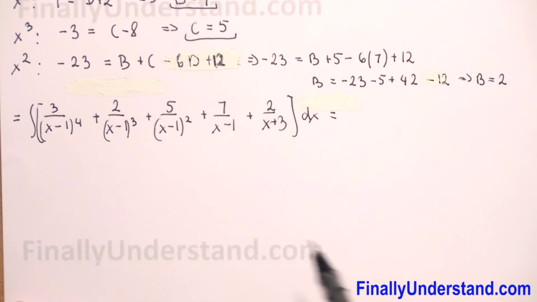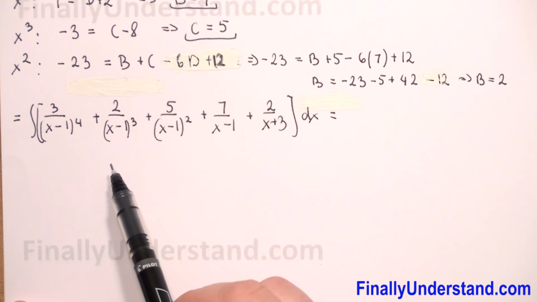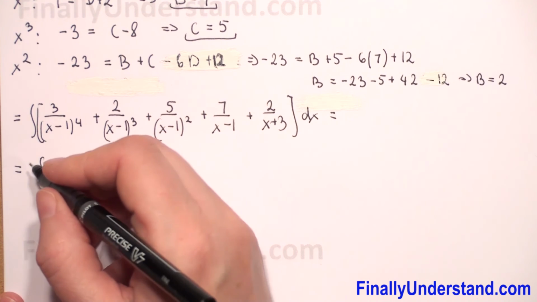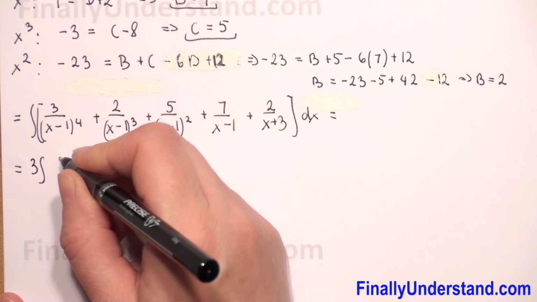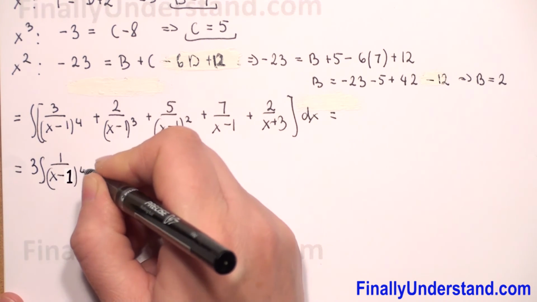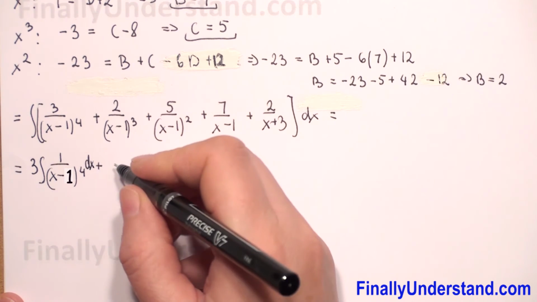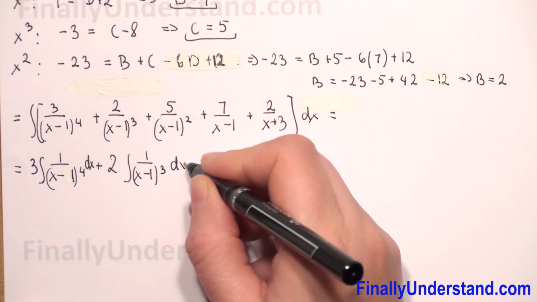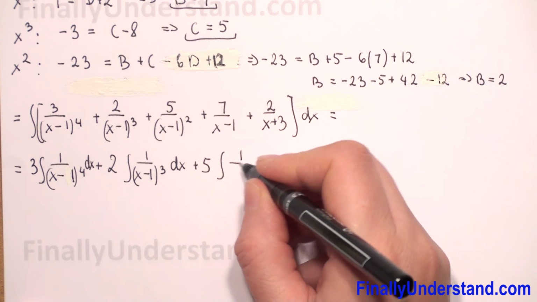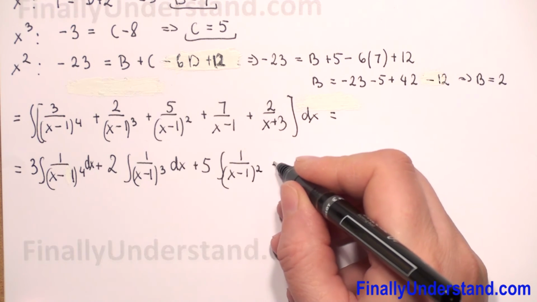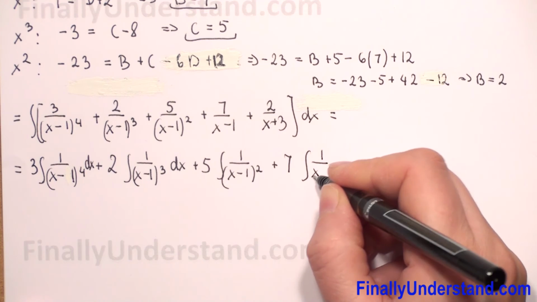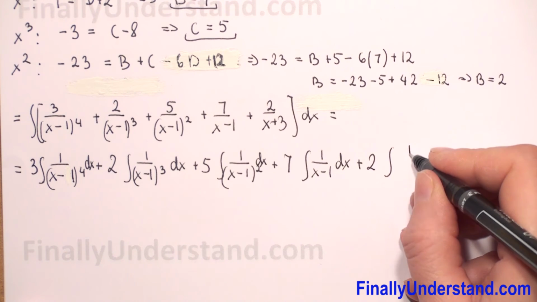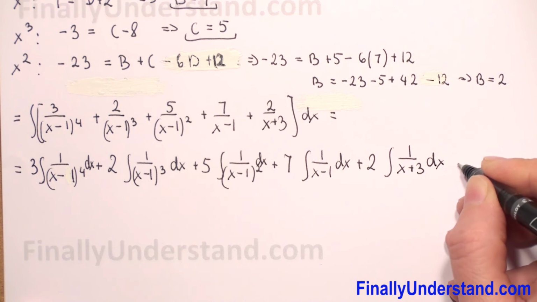So this is equal. Now we can rewrite the integral of a sum as a sum of integrals. So this is equal to the integral of 3, we can put before the integral, so it will be 3, and we will have 1 over x minus 1 to the fourth power, with respect to x, of course, plus 2 integral of 1 over x minus 1 to the third power with respect to x, plus 5 integral of 1 over x minus 1 to the second power, plus 7 integral of 1 over x minus 1 with respect to x, and of course we have to add plus 2 integral of 1 over x plus 3 with respect to x.